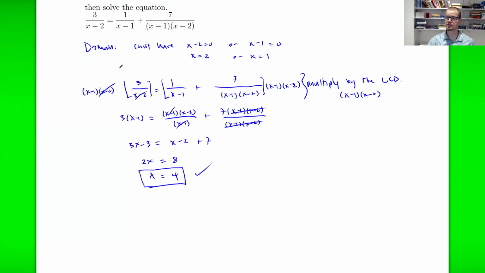If you would like to verify your answer, you go ahead and plug it into the original equation and verify that the left-hand side is equal to the right-hand side, and that is fine to do.